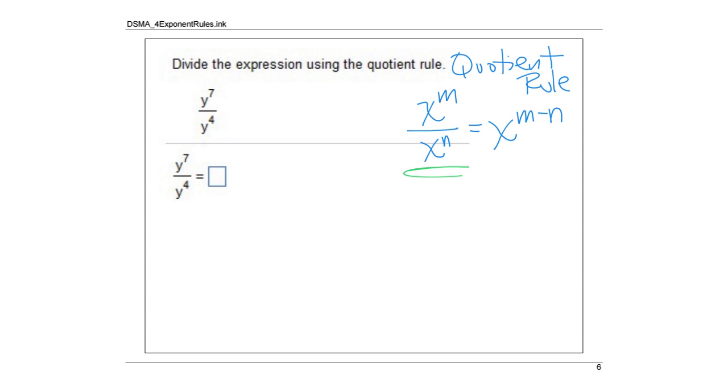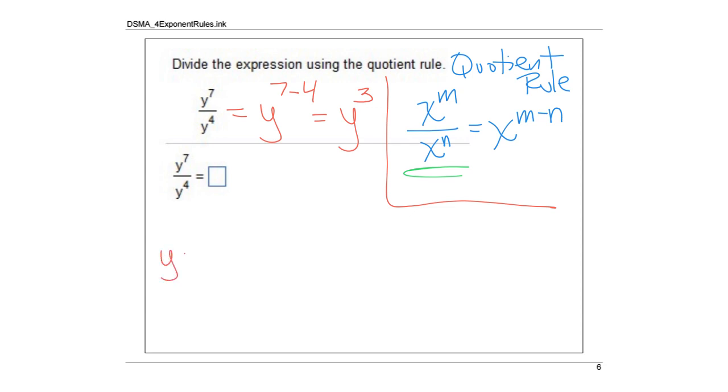So let me show you what's going on over here with the y. So let's block this off. So we have y to the 7th over y to the 4th. And so because this is division, we can actually subtract these, and that would give us y to the 3rd power. So just for a visual, let's take a look at this.